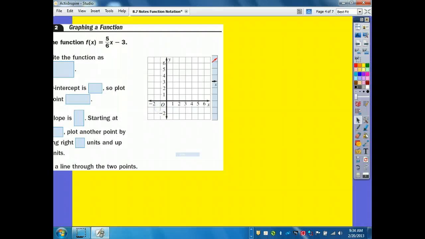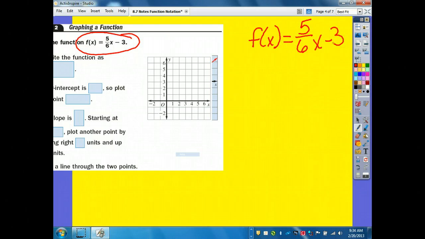There, I fixed it. They want us to take this equation, f of x equals 5/6 x minus 3. Now remember, we just said that's kind of another way of naming it. F of x equals 5/6 x minus 3. Is that in slope-intercept form or function form? Kind of. What are we missing? The y. So what do you suppose we could rename? How could we rewrite that?